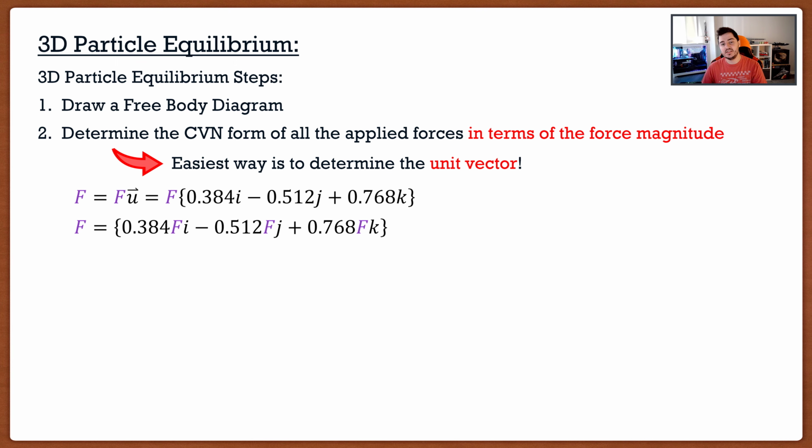For 2D, it's very simple to go right to the equilibrium equations because you can very easily tell the components in each direction. But again, it kind of screws you in the 3D case because in 3D, it's not so obvious where the components come from.